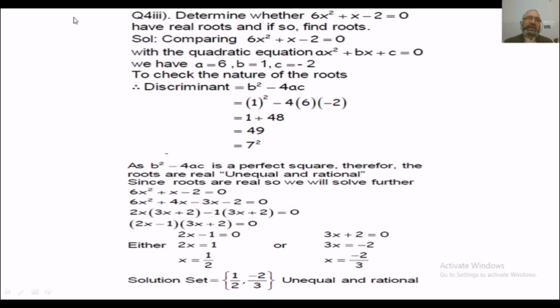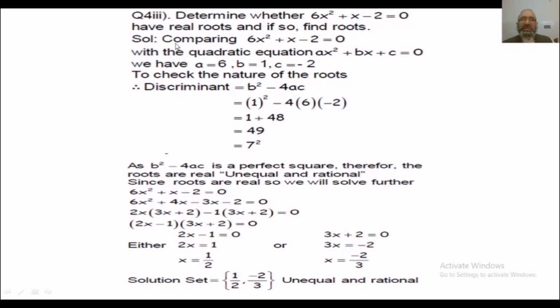Next, come to question 4, part 3. Determine whether 6x square plus x minus 2 is equal to 0 has real roots, and if so, find the roots. So first of all, by the discriminant of the equation, without solving the equation, we will find the nature of the roots of the given quadratic equation. Either they are equal, unequal, rational, irrational.